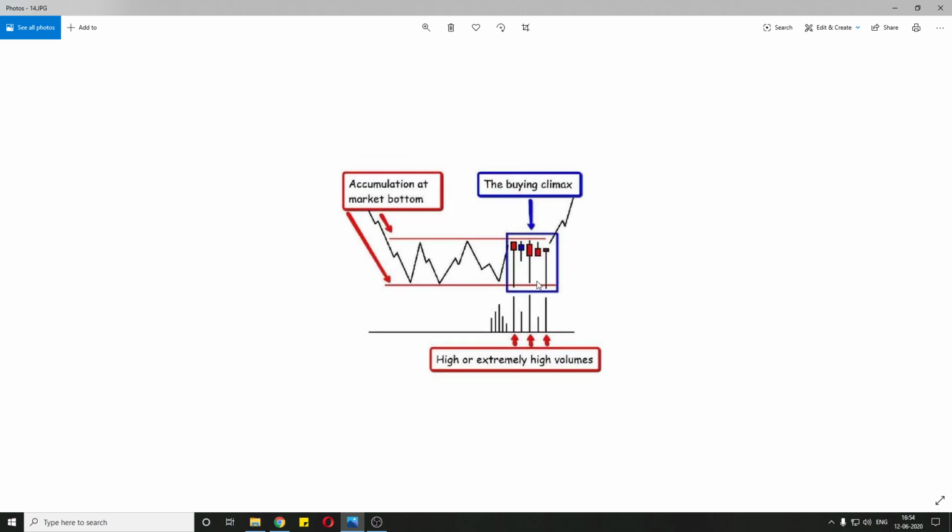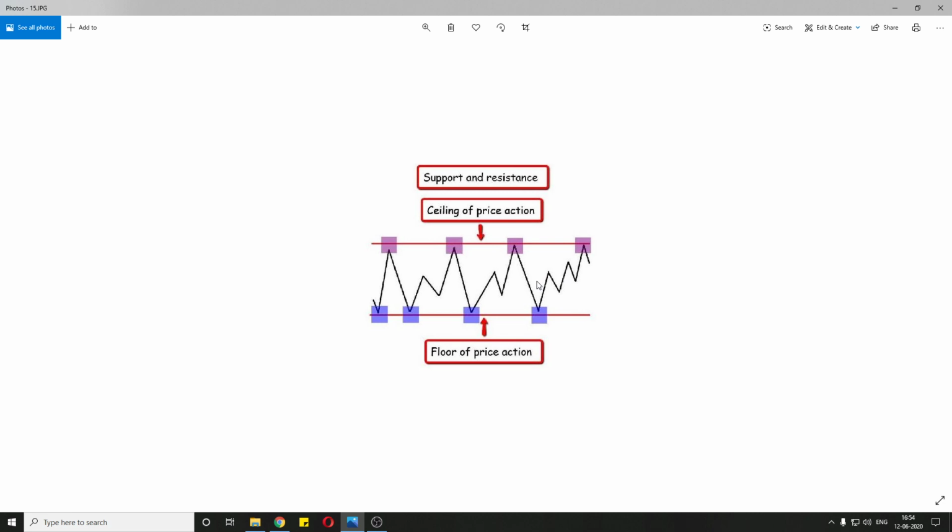This is the buying climax, which shows hammer candles with high or extremely high volumes in the accumulation phase, indicating that the bullish trend is about to start. This is an example of support and resistance. Here they are termed as ceiling and floor, basically meaning support and resistance only.